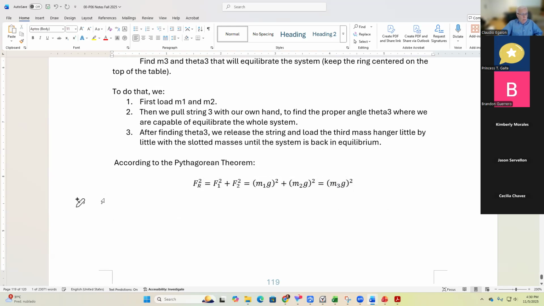We can make this relationship even simpler, because we have G repeating on both sides of the equation. Because we have G repeating on both sides of the equation, we can cancel G here, cancel G here, and cancel G here.